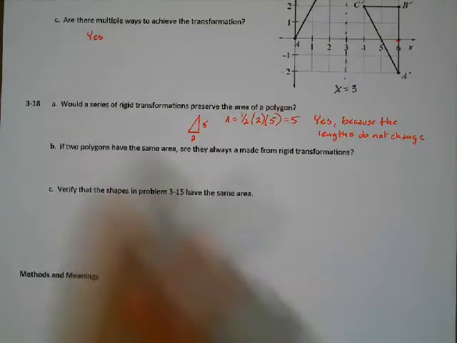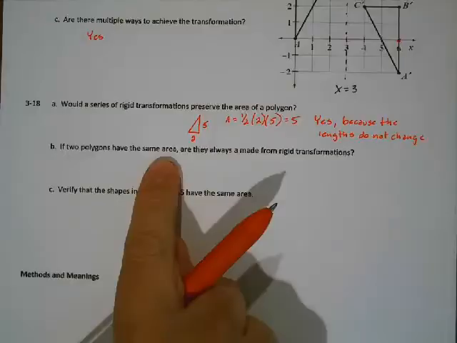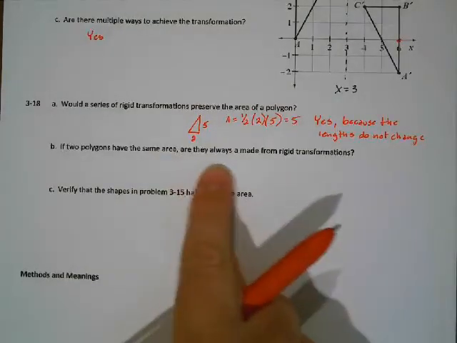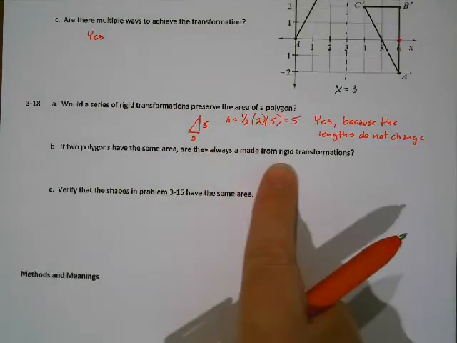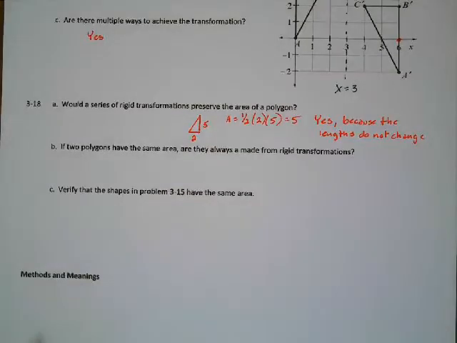Next one. If 2 polygons have the same area, are they always made from rigid transformations? Okay, we got 2 polygons, same area. Are they automatically the same rigid transformation? The answer is no. Let's see if you can come up with an example of why that would not be true. All right, think about that, and I'll show you my example in a second. So pause in 3, 2, 1.